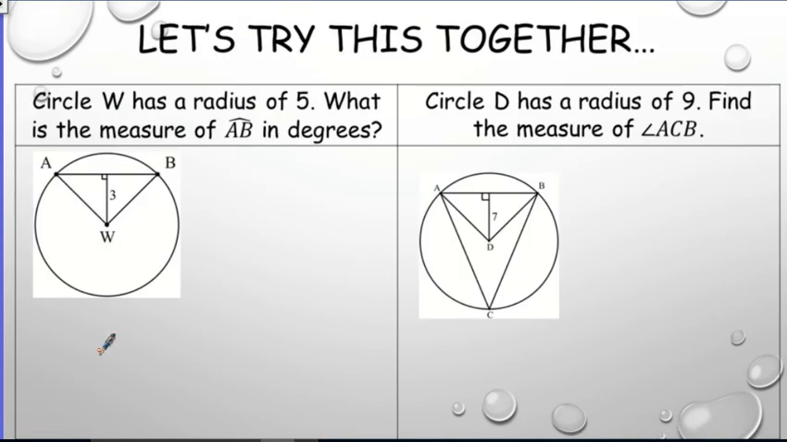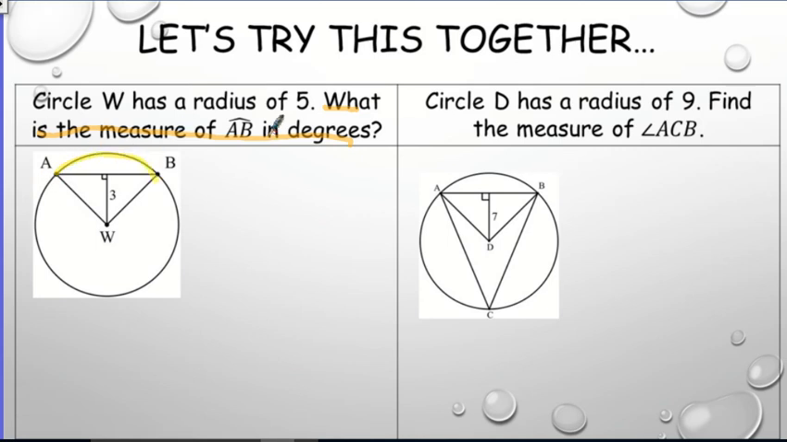It says circle W has a radius of 5. What is the measure of arc AB? So I need to answer this part of the question. It's asking me to find the measure of this arc in degrees. So I'm going to highlight this part here. So I need to find this.